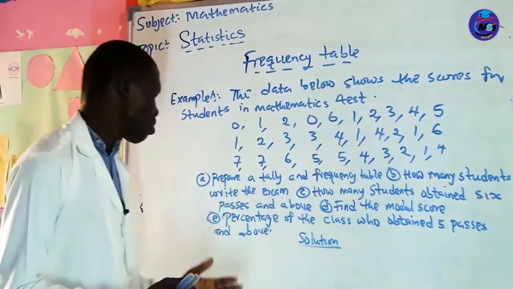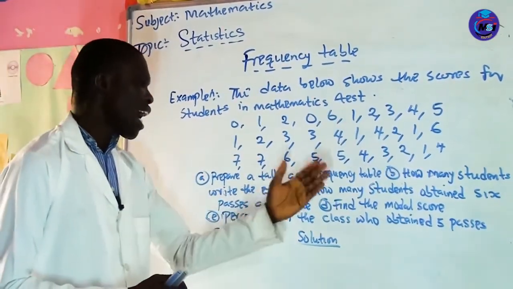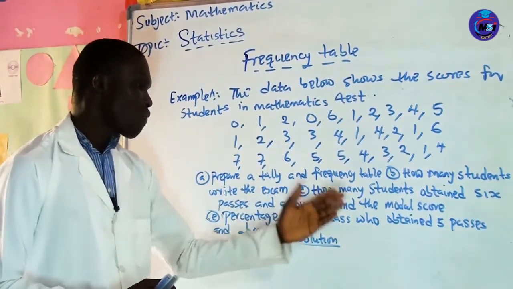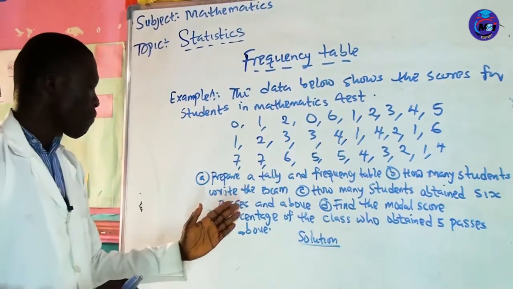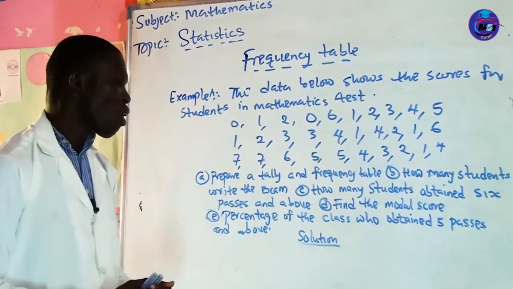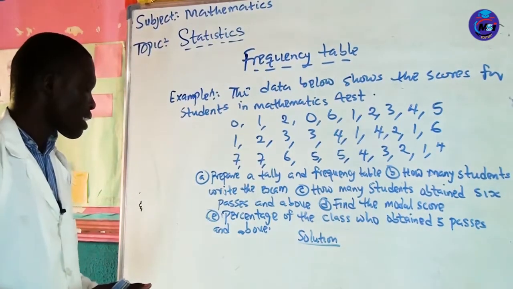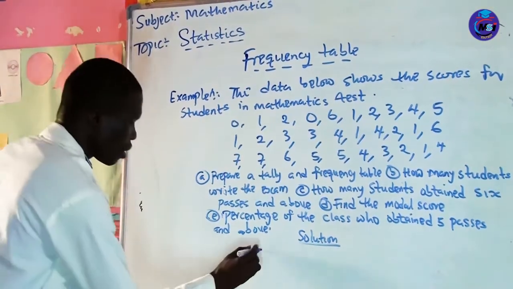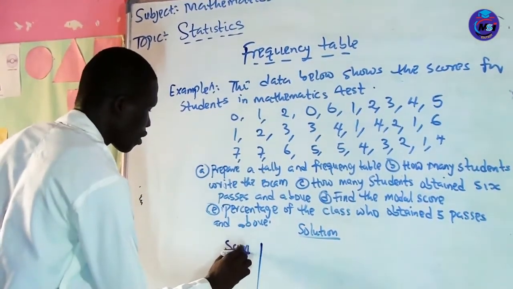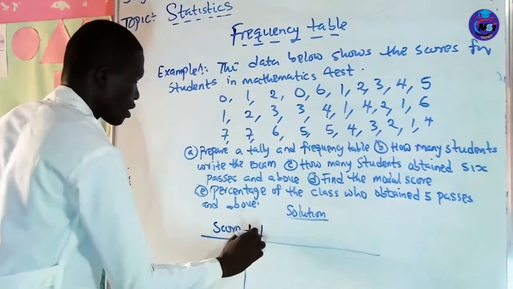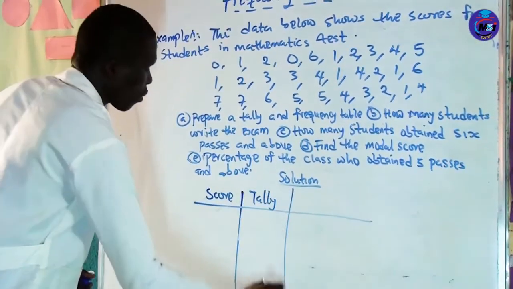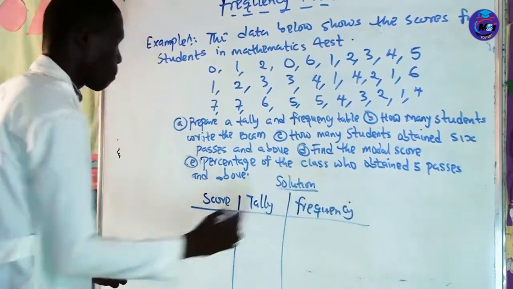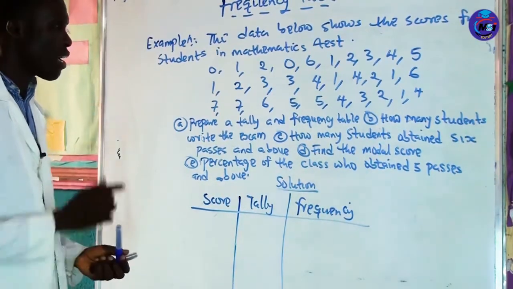B, how many students write the exam? C, how many students obtain 6 passes and above? D, find the modal score. E, find the percentage of the class who obtain 5 passes and above. So let's solve this question together. You are going to have score here. Tally will come here. This will be frequency.